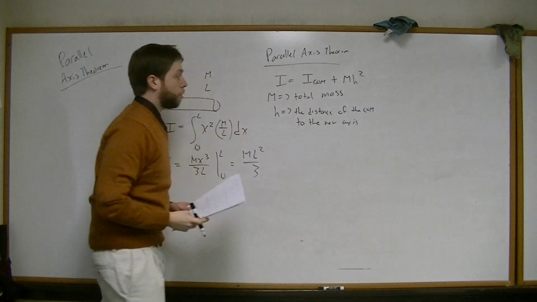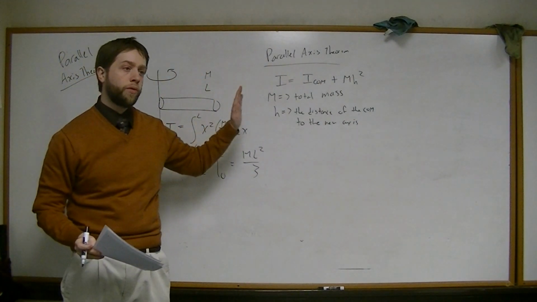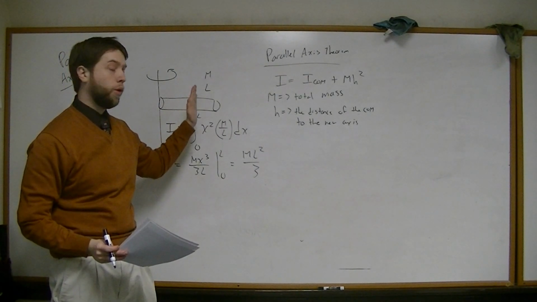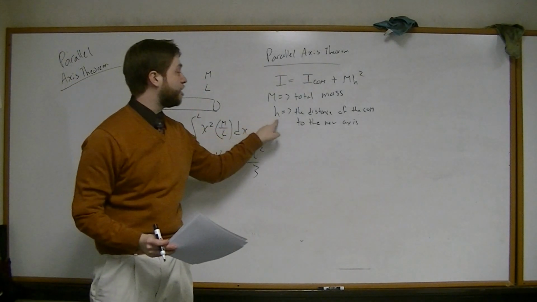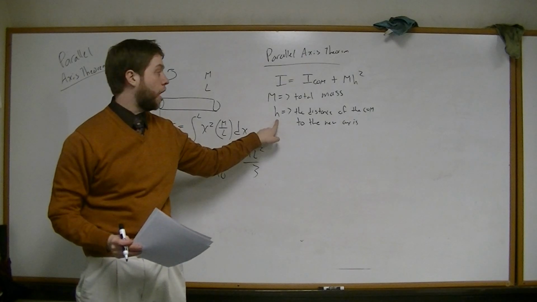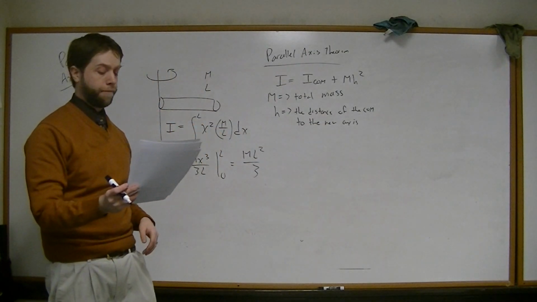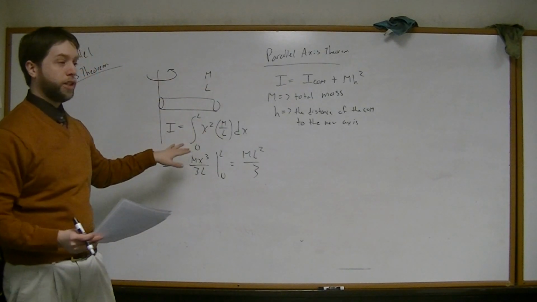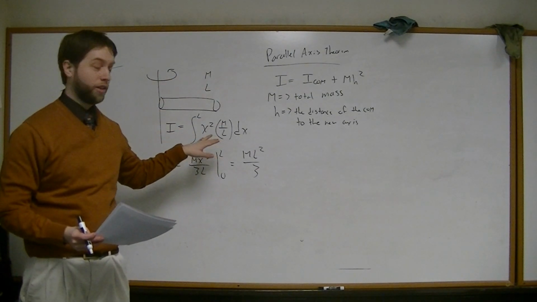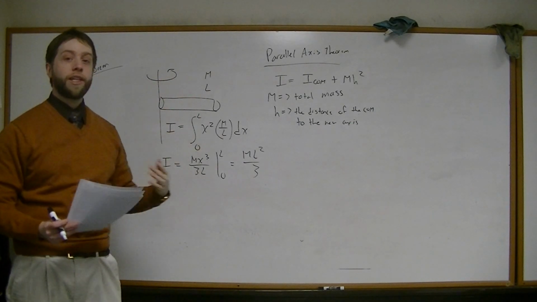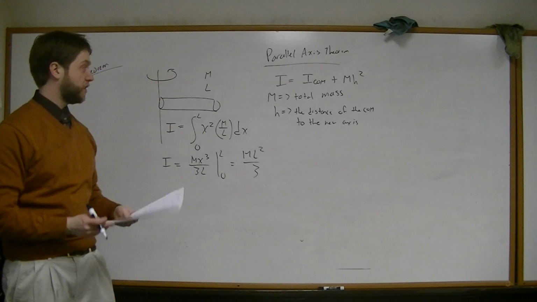So what we're going to do is move the axis of rotation from where it is in the diagram on that table. We're going to move it, and h represents that distance of the movement, the distance from the center of mass to the new axis. So let's take this example that we just did, going from 0 to L. Now let's set it up using the Parallel Axis Theorem.